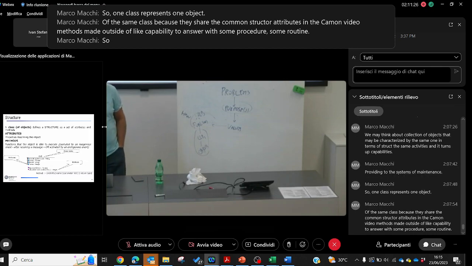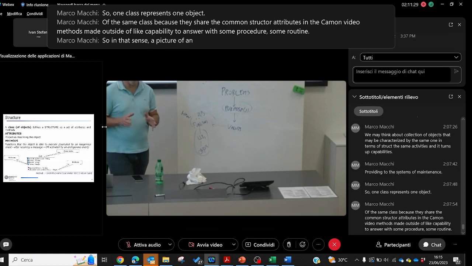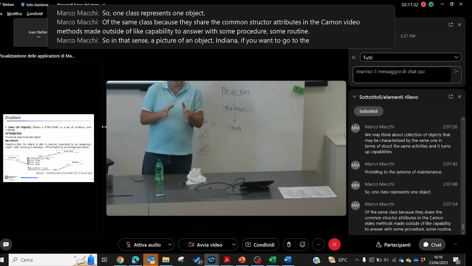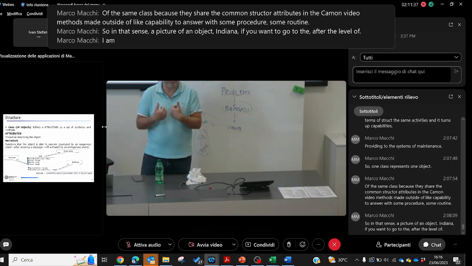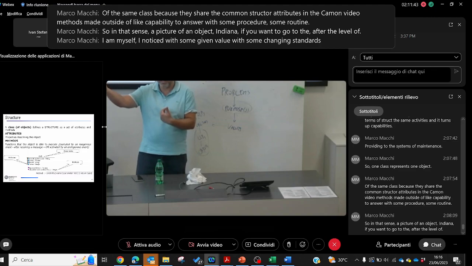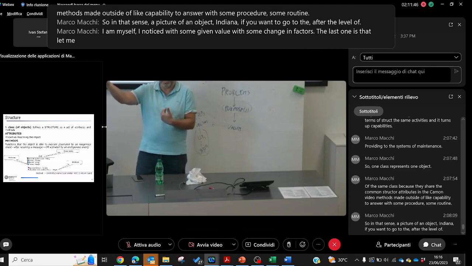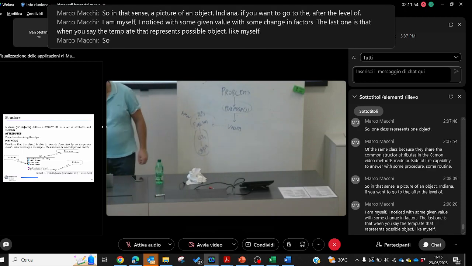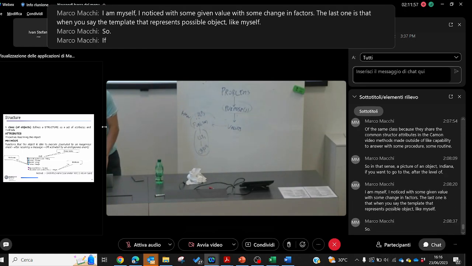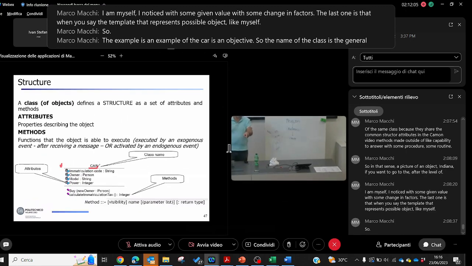So in that sense, a class, if you want to go to the abstract level, is more abstract than a single object. I am myself, an object with an identity, with some given value, with some changing status. The class is, let me say, the template that represents possible objects like myself. So the example is a car as an object. The name of the class is the general car. Then you will have a car with its own identity, which is the object.